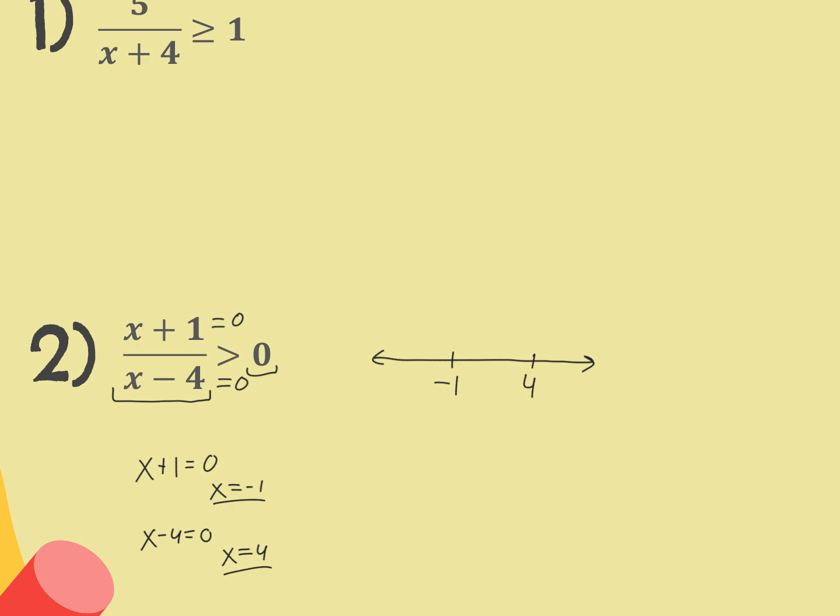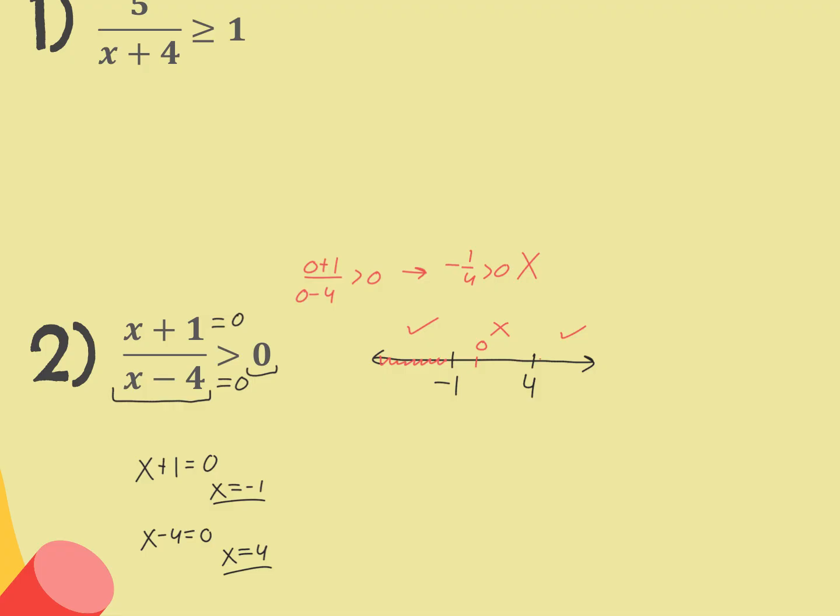I'm going to pick a point to use. In this case, again, the easiest one to pick is 0, since it's between those two values. And I'm going to get 0 plus 1 over 0 minus 4 is greater than 0. This gets us negative 1/4 is greater than 0, which is not true. So this middle section does not work, but that would mean these outer ones do.